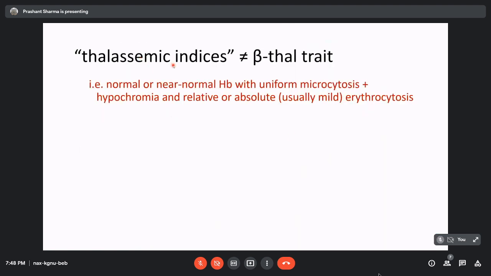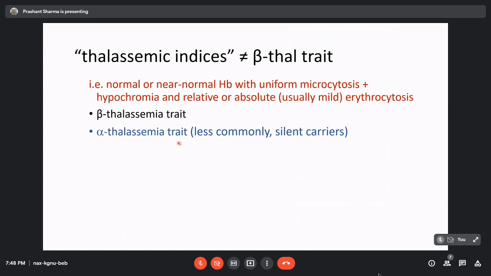So if you have thalassemic indices but a beta thal trait has been excluded on HPLC, and by the way, what are thalassemic indices? Normal or near normal hemoglobin with very uniform microcytosis and hypochromia, and a relative or absolute erythrocytosis. The causes are beta thalassemia trait, of course, but also alpha thalassemia trait, and less commonly silent carriers, by which I mean if one out of the four genes is gone.